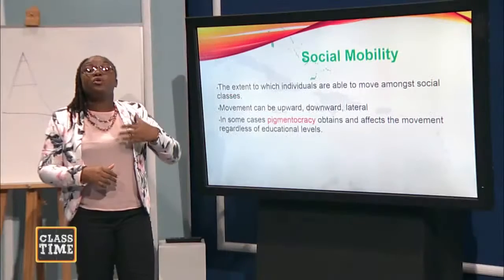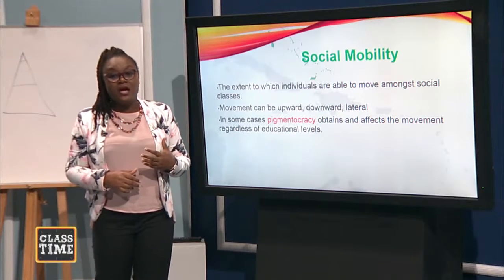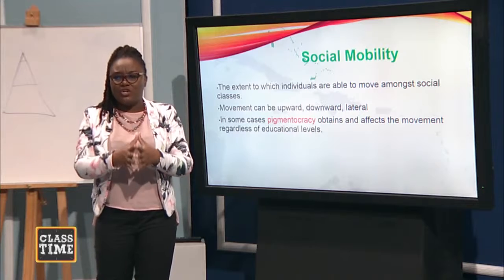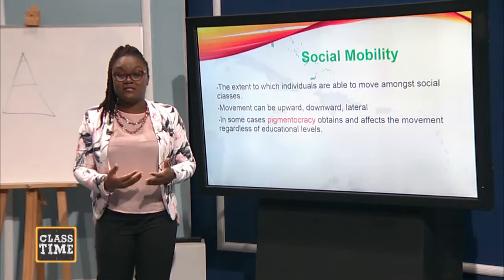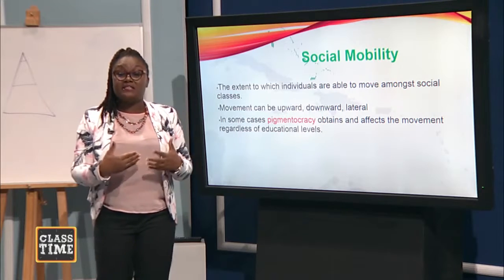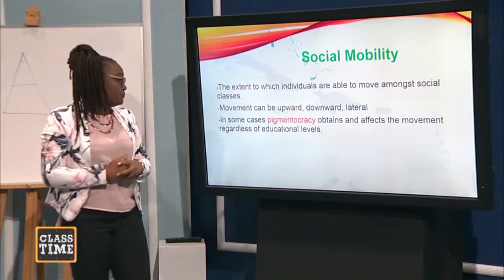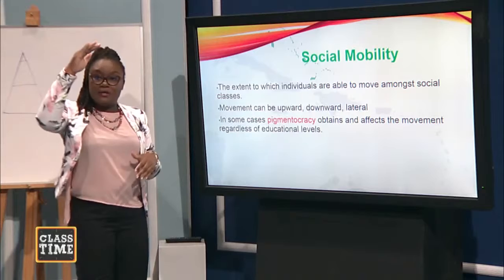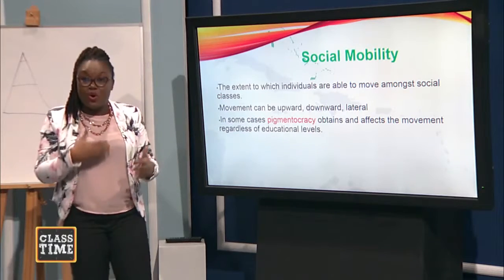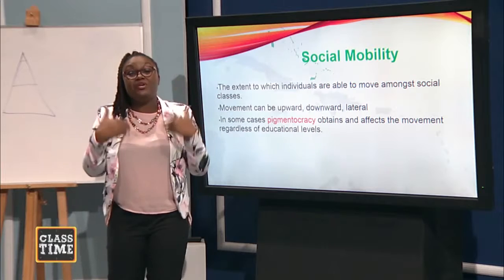So you look at a society and you determine: is social mobility something that is readily done or easy in that society, or is it very, very difficult? The extent to which it is done. Movement can be upward, downward, or lateral. How can it be downward? I think we know how it can be upward, but how can it be downward?